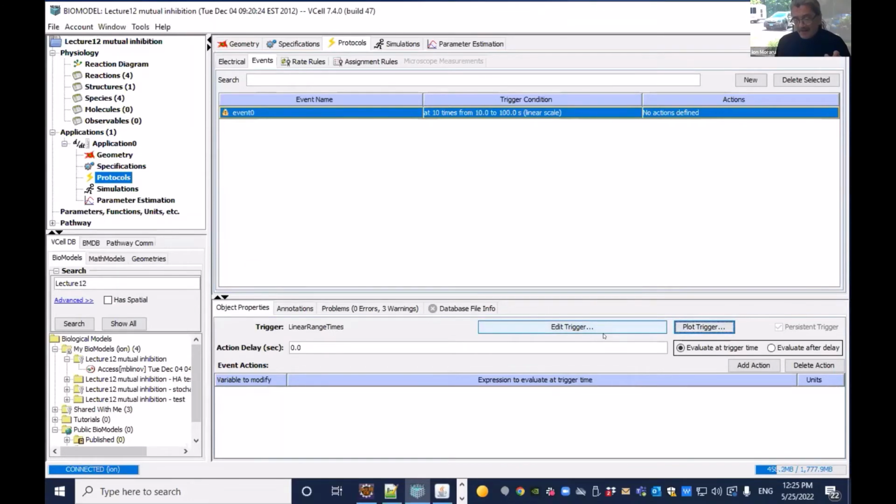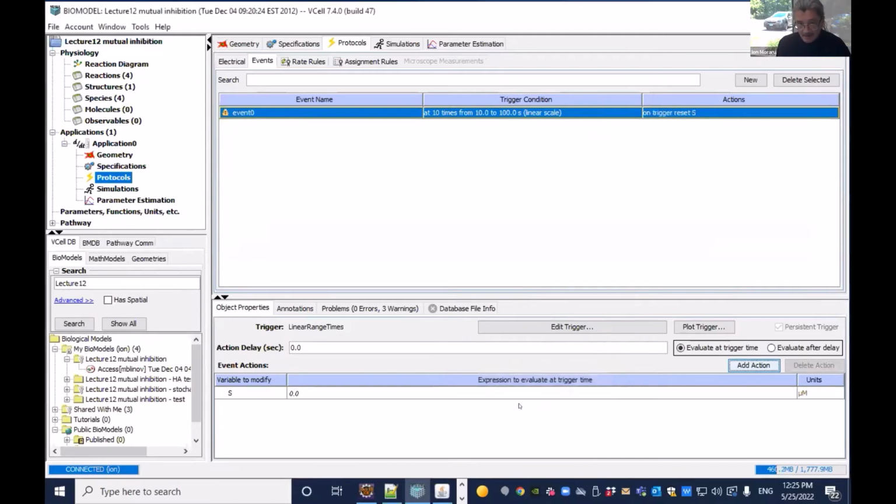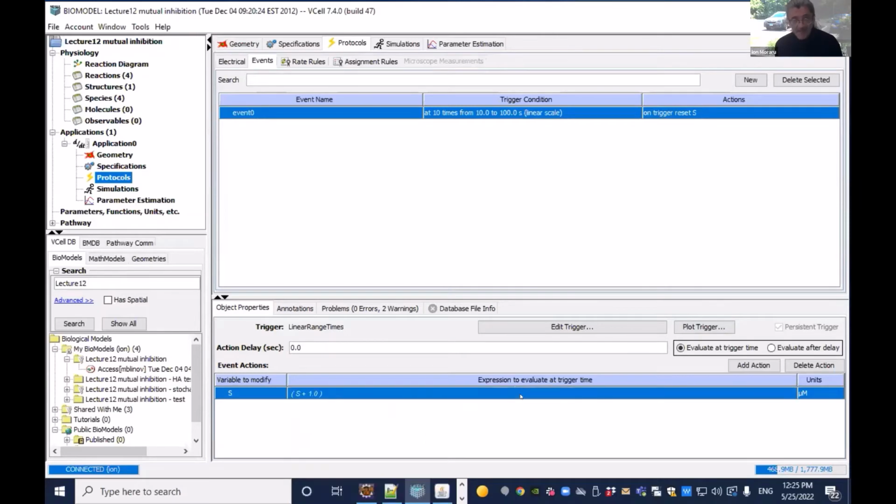Okay, so we know when the events happen, but what should we do when these events happen? You just add an action. And I can modify the value of any species or any global parameter. So let's say I'm going to modify S, and I will say okay, and what should it be? Well, maybe I want to increment it, and you can do things like S+1. So whatever the value of S is at the time of the trigger, it will increment that value by 1 micromolar.